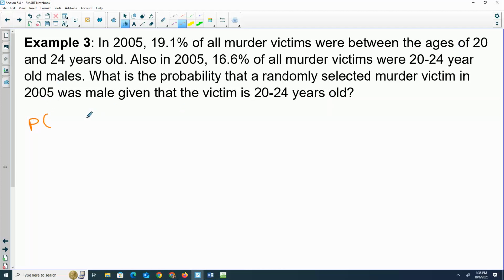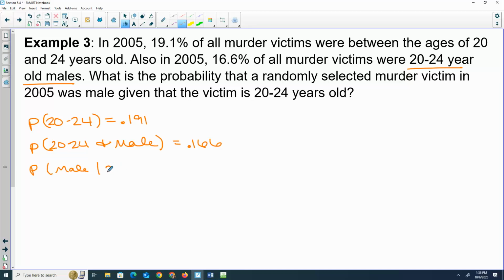So the probability they were 20 to 24 years old is 0.191. Also, 16.6% were 20 to 24-year-old males. So the probability that they are 20 to 24 and male is 0.166. I am trying to find the probability that they were male, given they were 20 to 24.